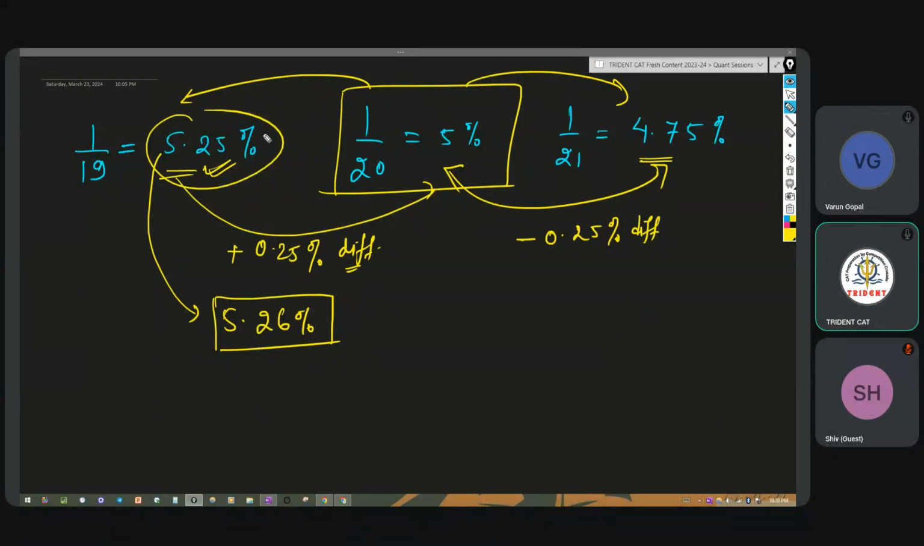Okay, all right, guys. This one is going to be a little tough. 1 upon 23. 23 is a prime again. 100 by 23. So do I have a number for this? The percentage equivalent? Four point three kind of thing.